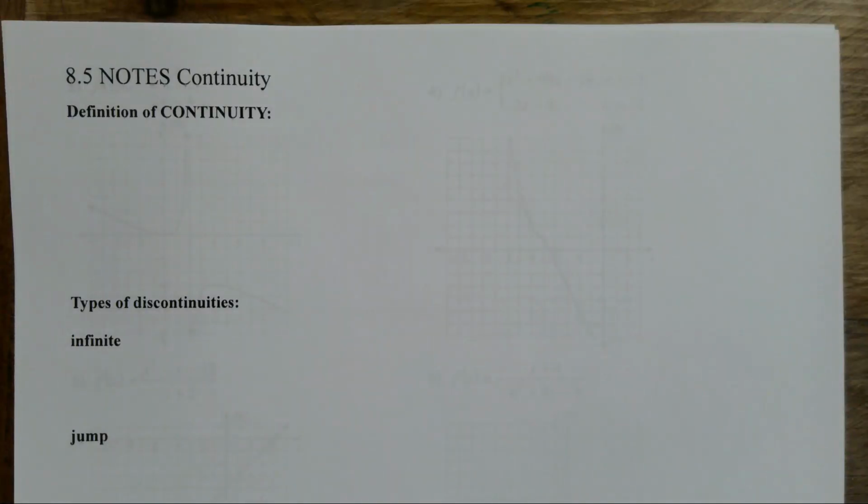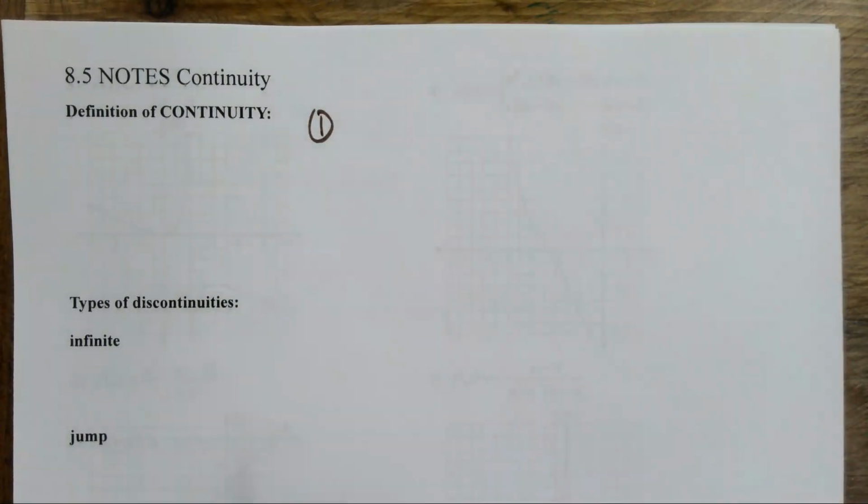Continuity. Continuity is just checking to see if the function that you are looking at is a smooth, continuous function. Meaning, again, no breaks, no holes. What is the definition of continuity? Three things have to be true.